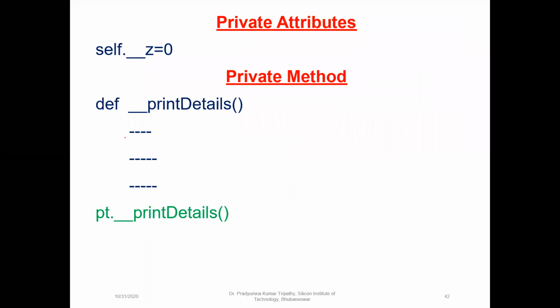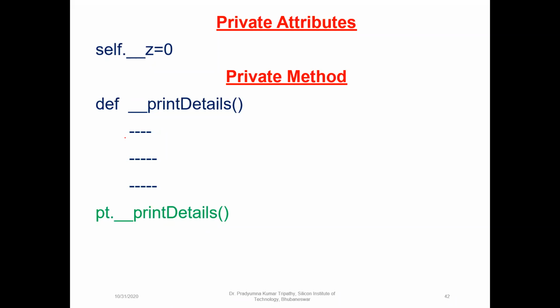Just look over here for private attributes. Self.__z = 0. If I write self.z, that means z is a public data member. But if I write self.__z, then it is not public. It is a private attribute.